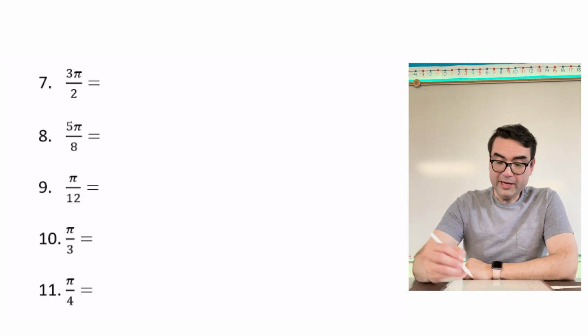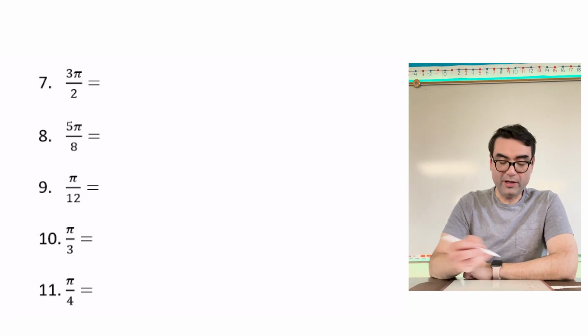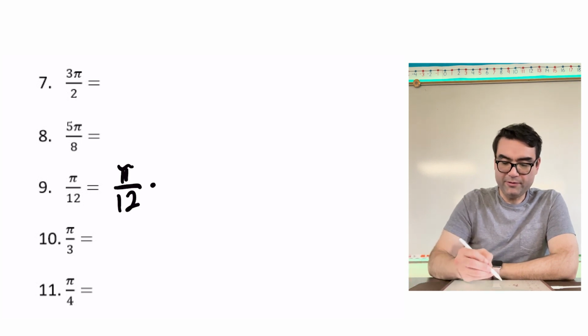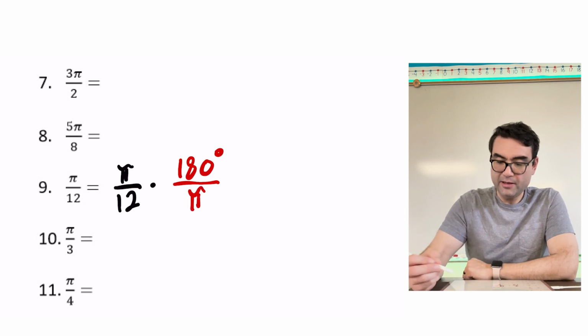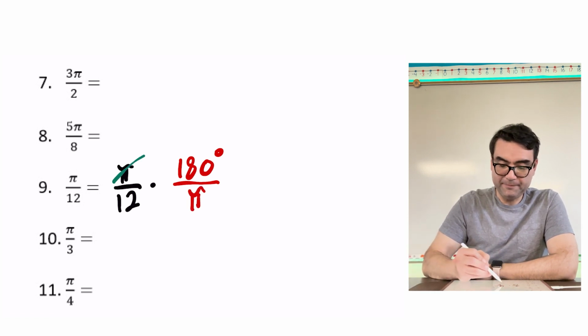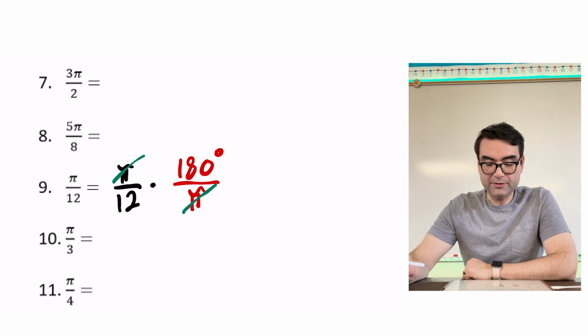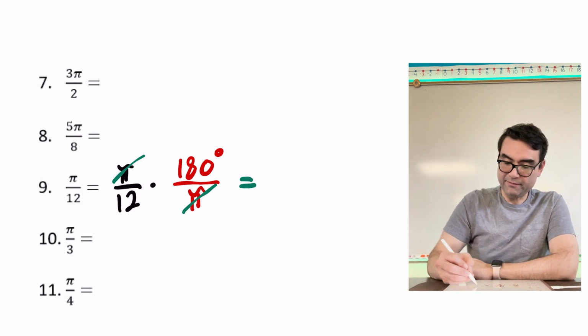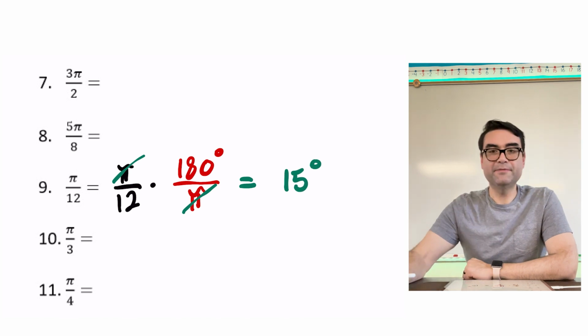Let's look over here at number 9. We have pi over 12. So pi over 12. Same ratio, 180 degrees over pi. Our pi factors cancel once again. 12 goes into 180 15 times. So this would just be 15 degrees.